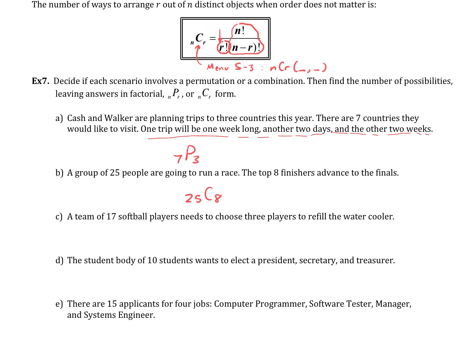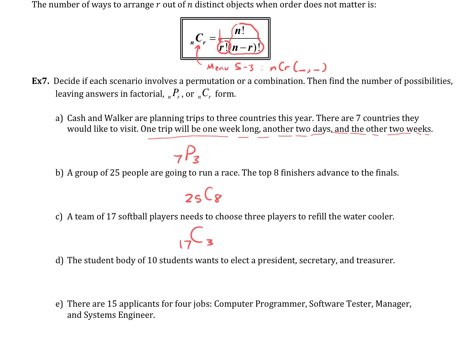A team of 17 softball players needs to choose 3 players to refill the water cooler. Who cares who's first to fill the water cooler? We don't care about that. We just need a collection of 3 out of 17. If it were 17 softball players and you cared who's first base, second base, and pitcher, those are 3 different jobs. But this is just one job that takes 3 people.